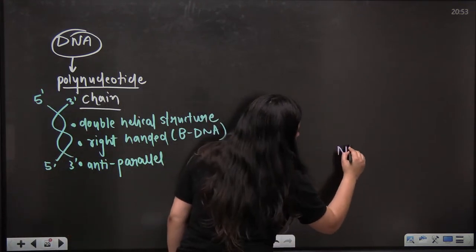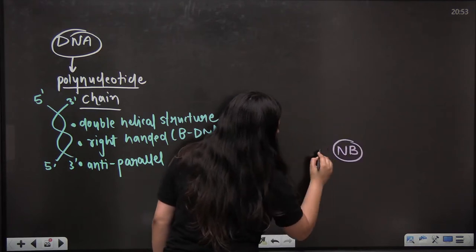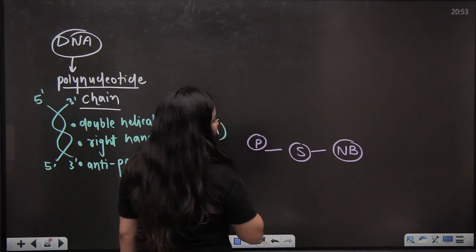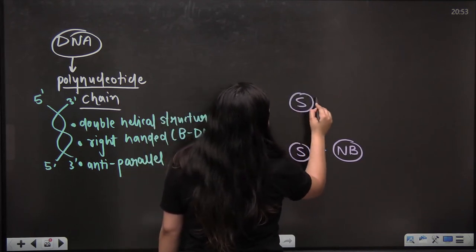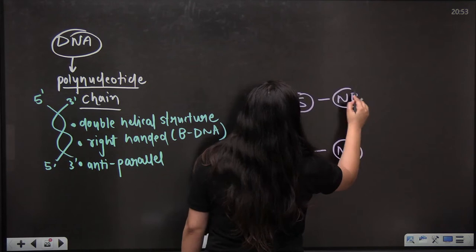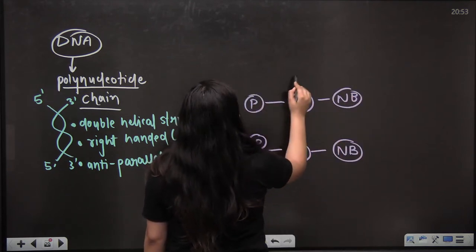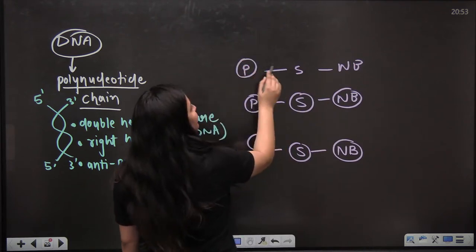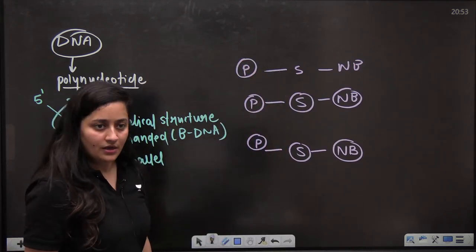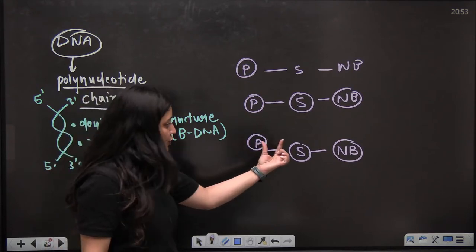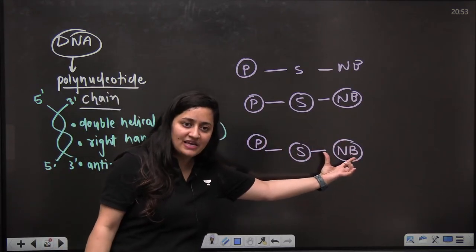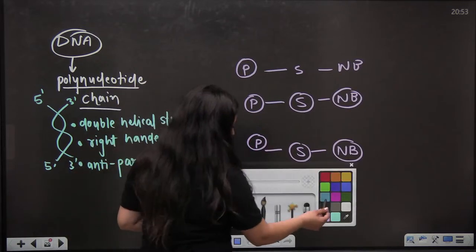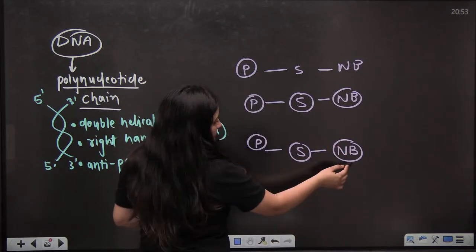So now you know nitrogenous base is going to be there, the sugar, and here you have the phosphate. Now, this is one nucleotide. Let's write it in the same way: nitrogenous base, sugar, phosphate. So always remember it in this way. Sugar is sweet, even the nitrogenous base wants to bind with it, even the phosphate. Now, what's the next part?